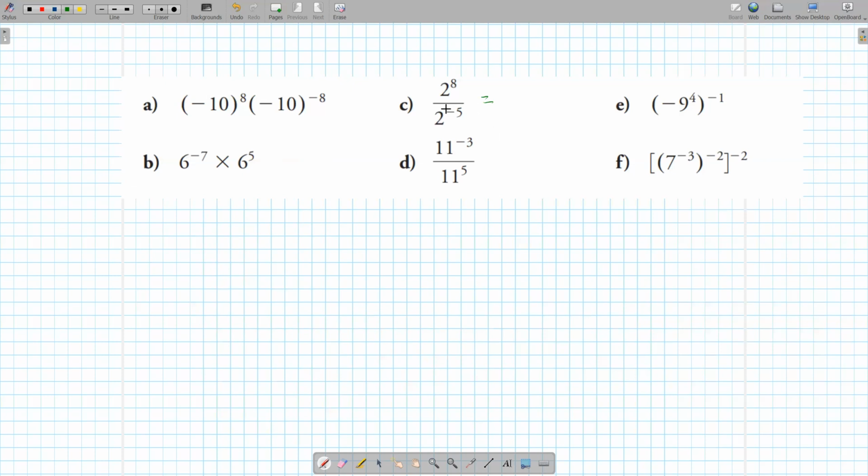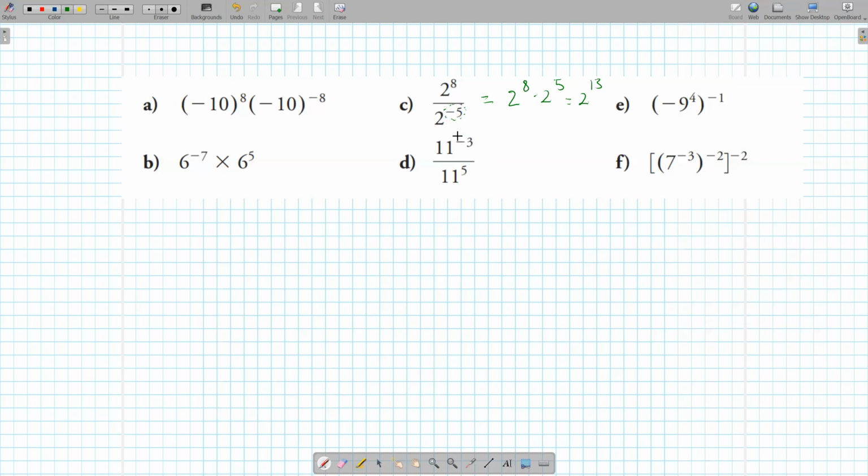Again, the exponent, this one is negative, right? We just toss it up. We get this. That's it, right? It's very simple. There we go.